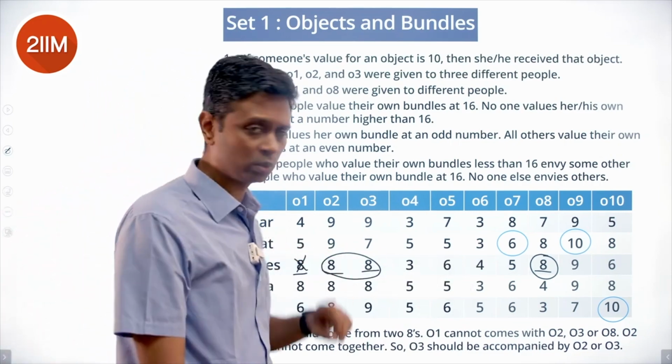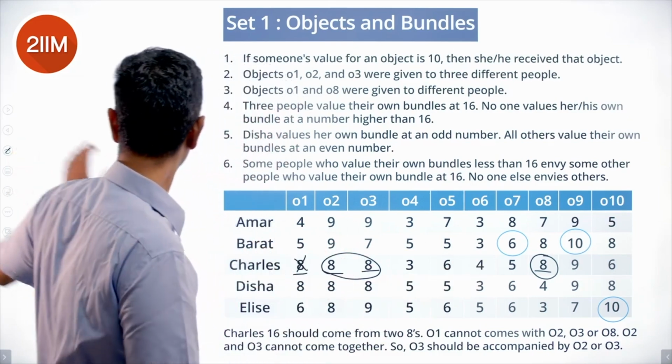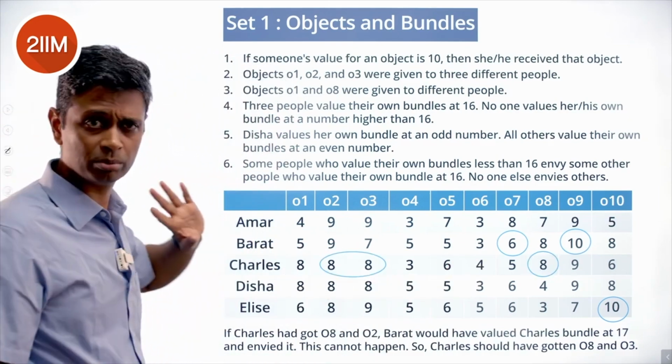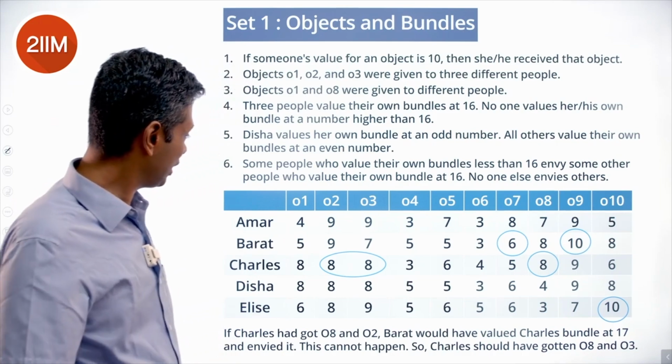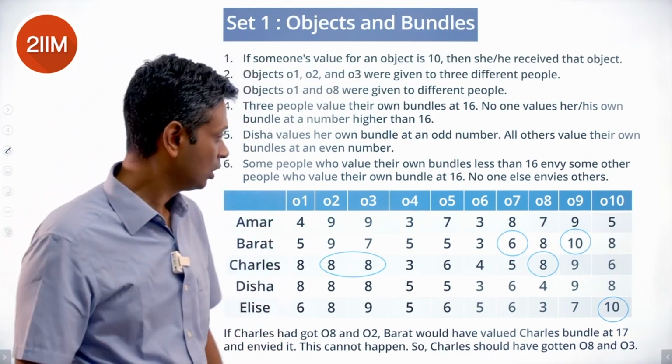He couldn't have got O2 and O3. He couldn't have got O1 and anything else. So O8 and O2 or O3. Nice, brilliant. So far so good. So now let's look at Charles's value. Charles is valued at 16.